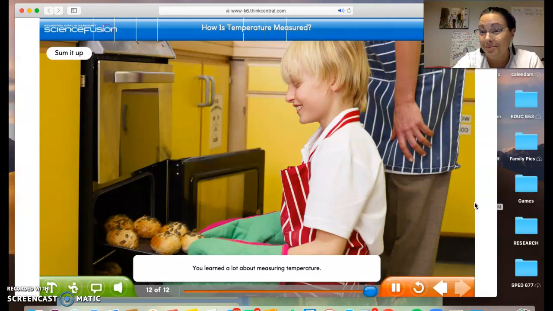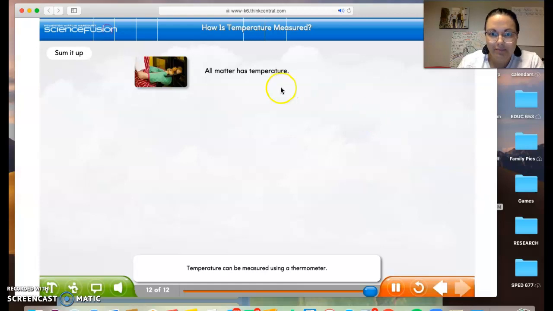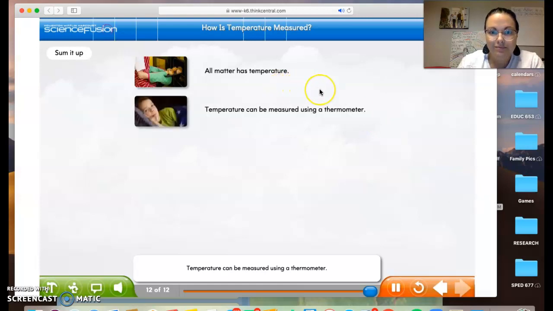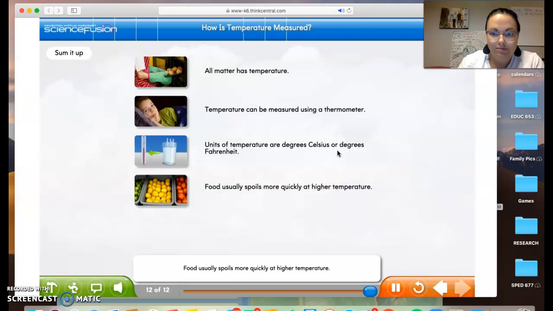You learned a lot about measuring temperature. Yes, we did. Before we finish, let's take a quick look at the main points you covered. All matter has temperature. Temperature can be measured using a thermometer. Units of temperature are degrees Celsius or degrees Fahrenheit. Today we talked about Celsius. Food usually spoils more quickly at higher temperature.